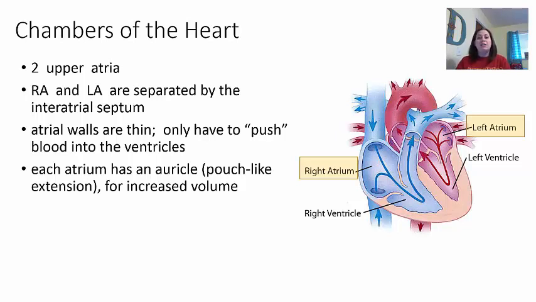Now, each atrium does have a very special structure called an auricle. This auricle is a pouch-like extension. It actually kind of looks like a little dog ear on the side, and this is going to help with increased volume. As more blood comes in, it allows it to have more space to expand. Okay, it's almost like where you may have planned an area where your party's going to be, but when more people come, you have another area connected to it that it can expand to, so there's an overflow that can happen. This is the same thing that we'll see with the atria. They have this ability to take in more blood and put it into that overflow area if needed.